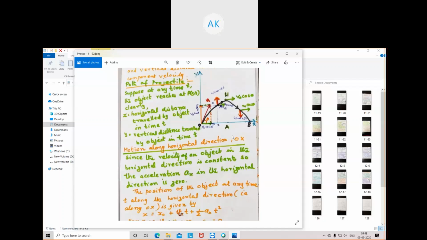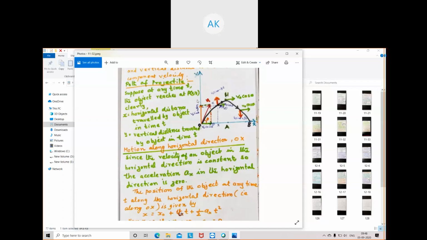What is ax here? What is acceleration along the horizontal direction? Is there any acceleration along the horizontal direction? No. So that half ax into t square will not be there. But v0 cos theta into t is there now. How much time will you take?